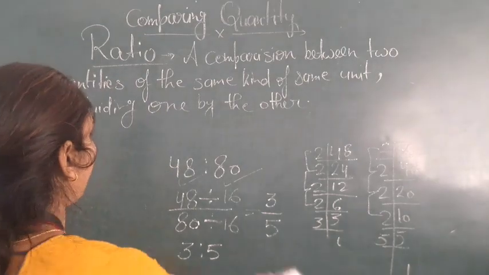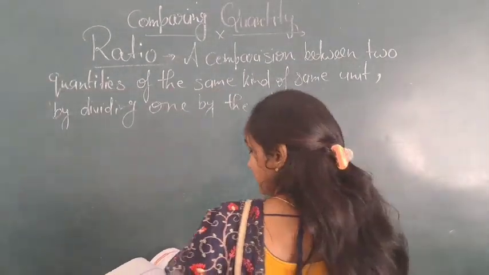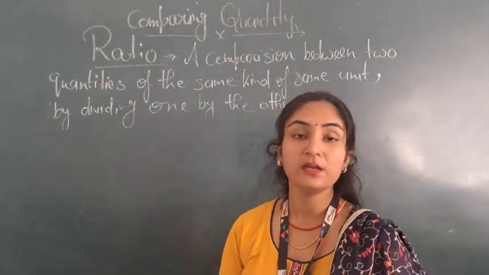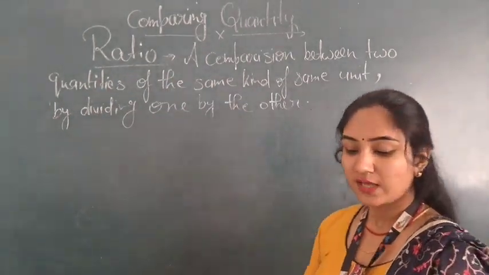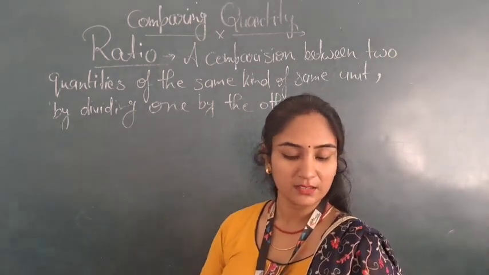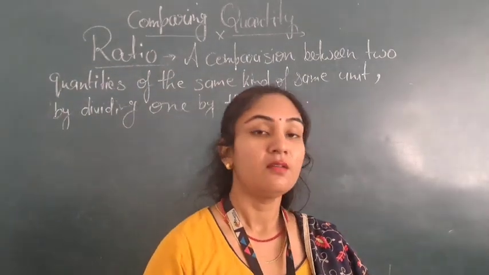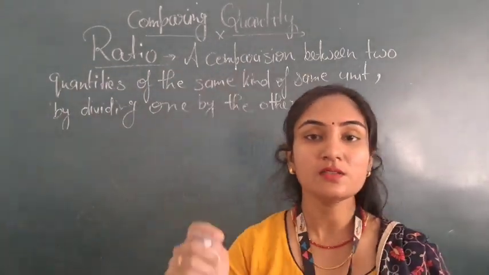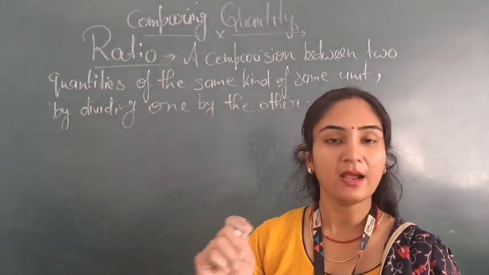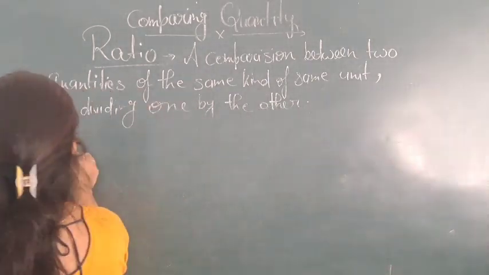Now we will take one more example of ratio. There are 2000 students in a school. Out of them, 850 are boys and the rest are girls. Find the ratio of the number of girls to the number of boys. So the numerator will be the number of girls and the denominator will be the number of boys.